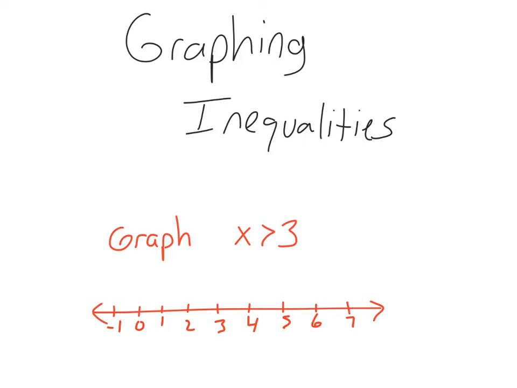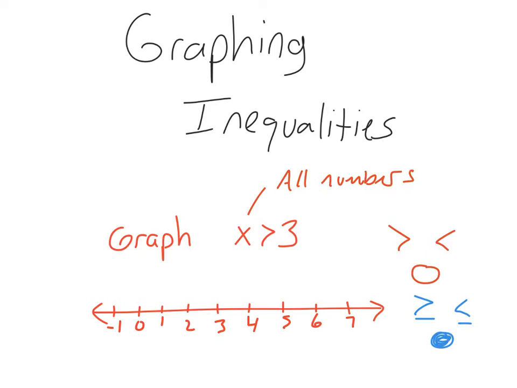So now we're graphing x is greater than 3. So what does that mean? Well, it means all numbers that are greater than 3 need to be graphed, okay? But when it's greater than or less than, we use what's called an open circle. If it's greater than or equal to or less than or equal to, we use what's called a closed circle.